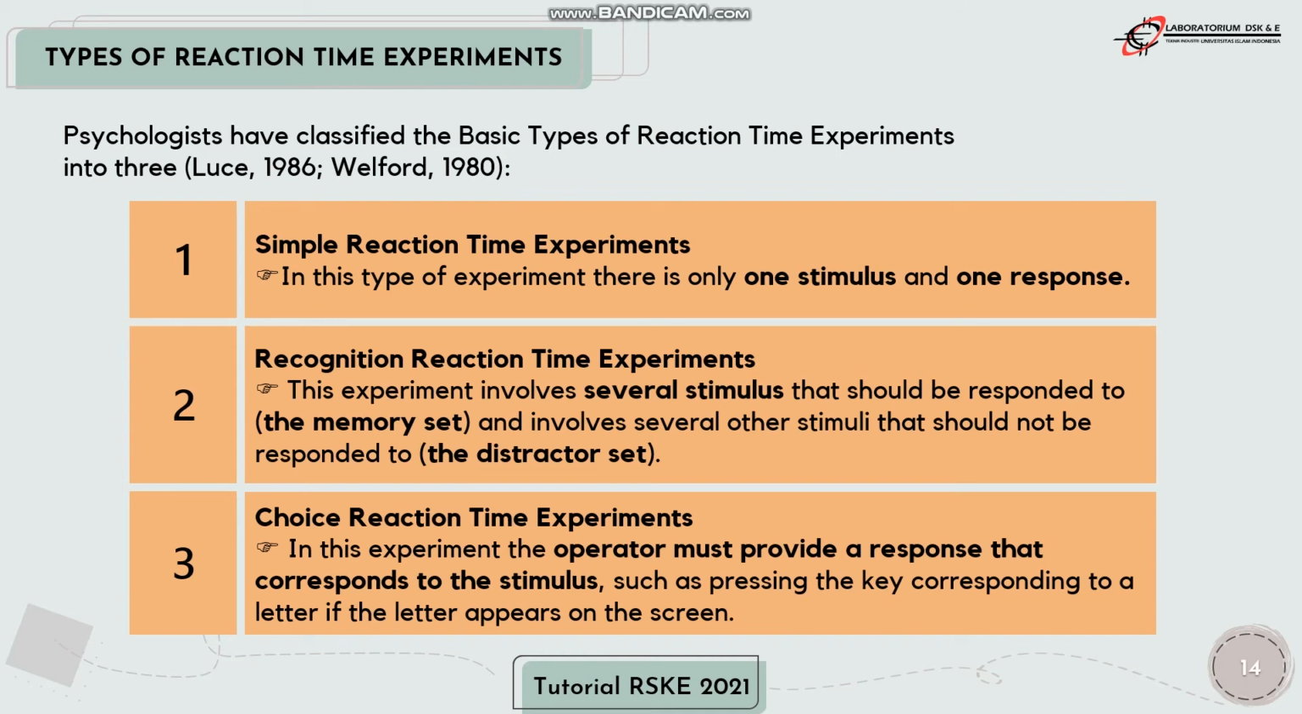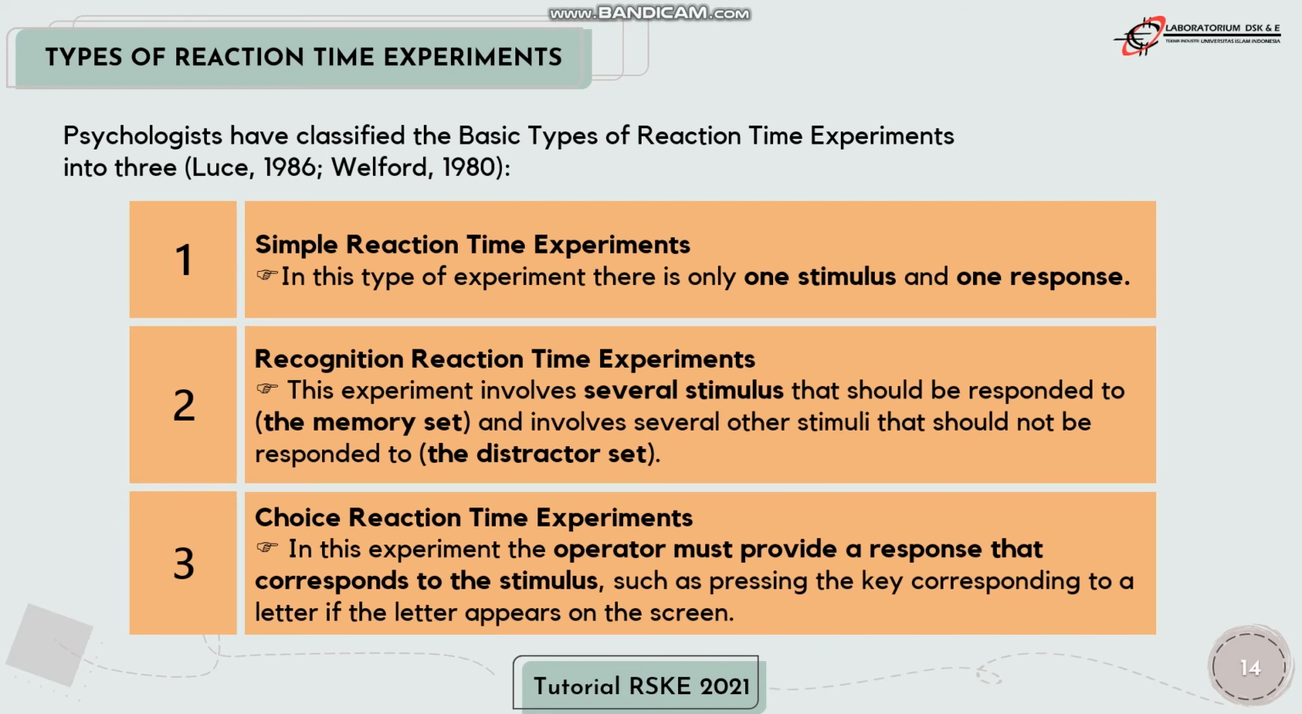Okay, the next is types of reaction time experiment. Psychologists have classified the basic types of reaction time experiments into three. First, simple reaction time experiment. In this type of experiment, there is only one stimulus and one response. Example, the stimulus is glare and the response is the eyes closing.